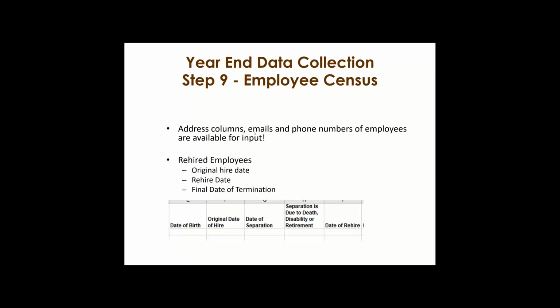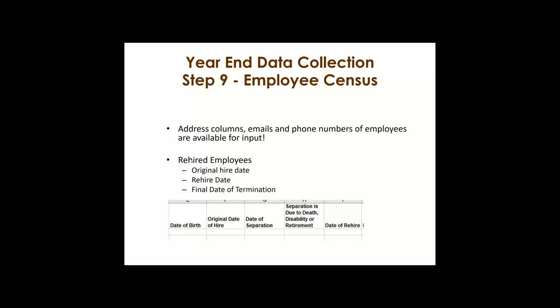There are address columns, emails, and phone numbers of employees on the census template file that are available for you to input that data. They are not required, but we really do encourage you to enter that information as it is helpful for our distributions team as just another check to try and catch anyone who might be trying to fraudulently request a distribution or loan from a participant's account. So we will utilize that information if you provide it to us.